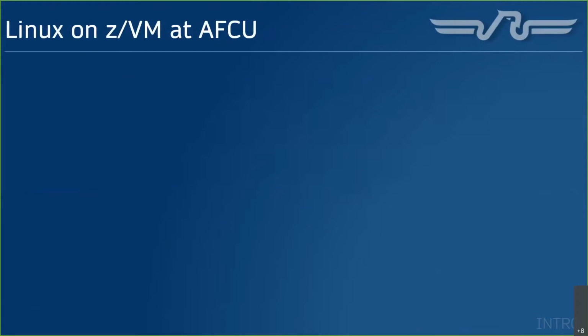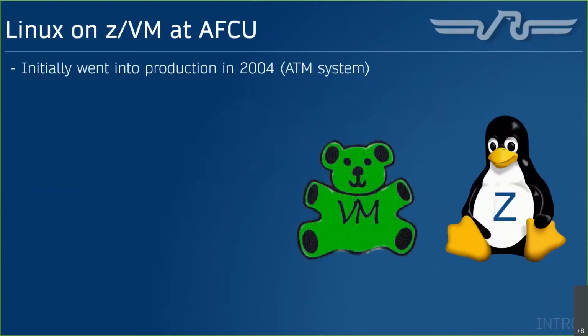A little bit of the history about Linux on z/VM at AFCU. Our first production system went in in 2004, and it was our ATM system. And that system is actually still in production. We're currently in the process of evaluating and migrating that system to a newer software package, but hopefully at least a large component of it is going to stay on Linux on Z.